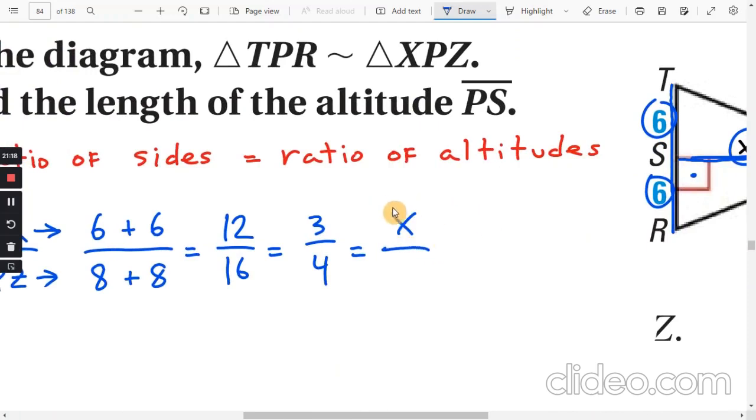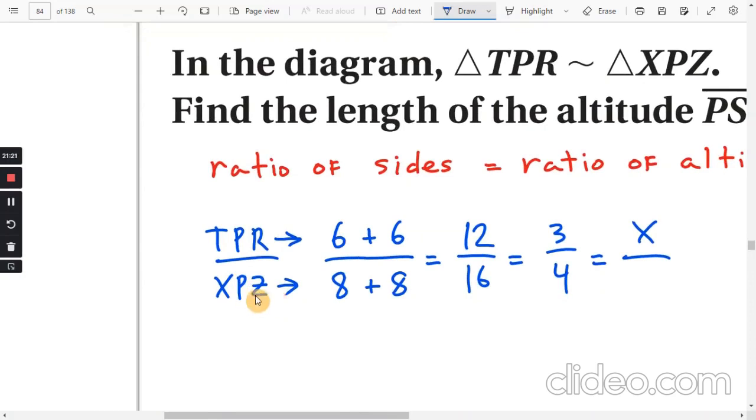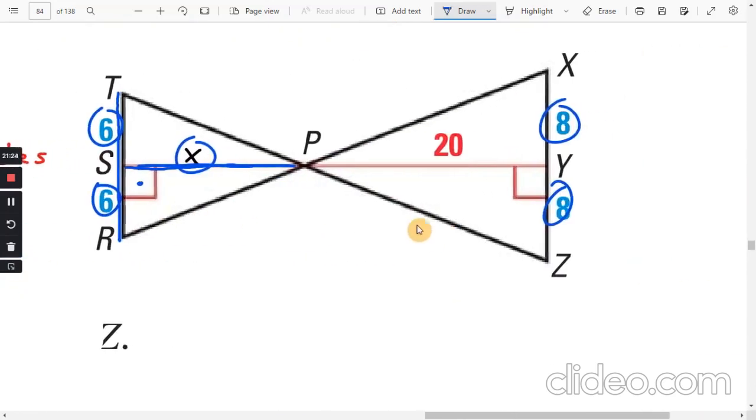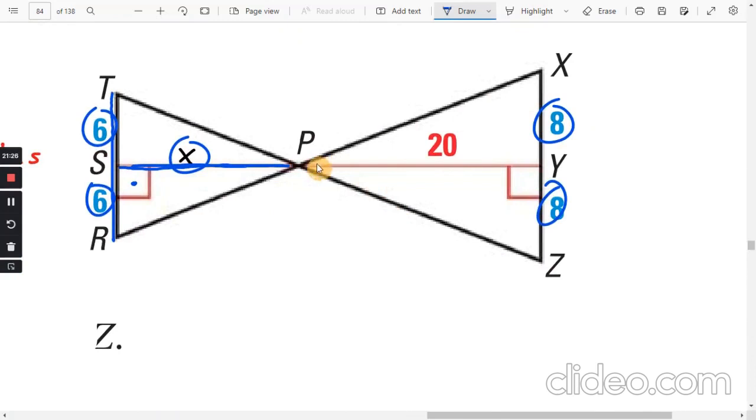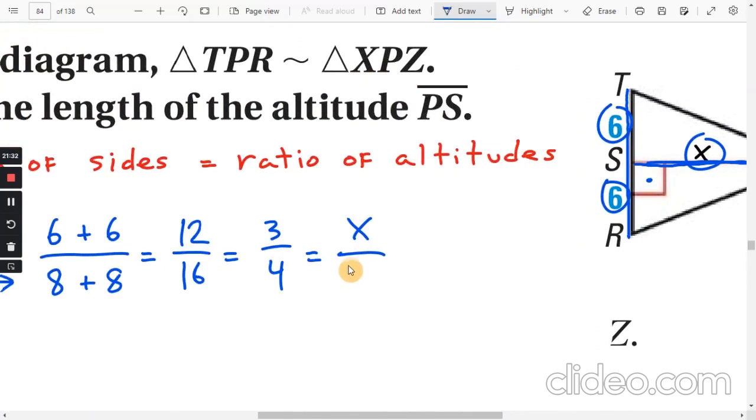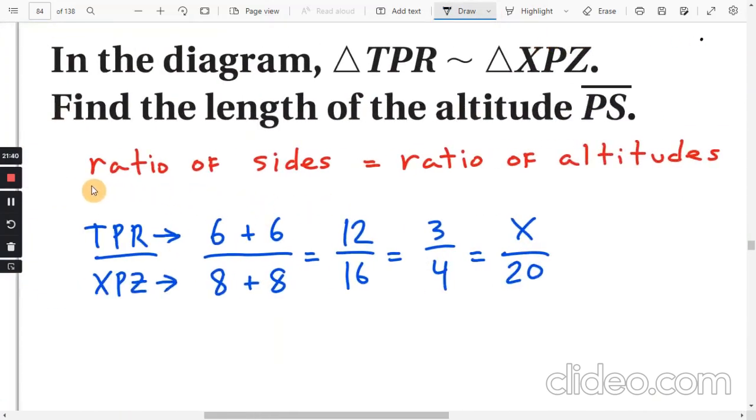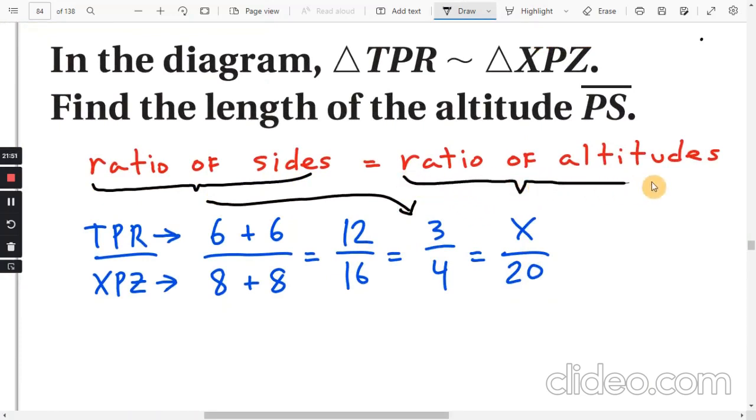Okay, and the altitude for XPZ, XPZ is this triangle. The altitude right here is 20. All right, so if you notice, the ratio of the sides is basically this fraction here once we reduced it. And the ratio of the altitudes is this fraction right here. So we set the sides equal to the altitudes, that's all.